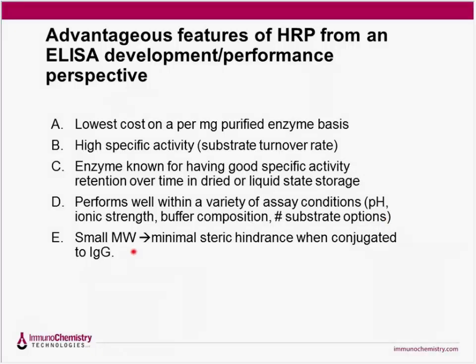As enzymes go, it has a very small molecular weight, and that is good because when you are conjugating to an IgG, the last thing you want to do is conjugate a very large enzyme that could possibly interfere with the antigen binding site of the antibody. So putting on a smaller enzyme will cause less interference with the ability of the antibody to bind its target antigen.